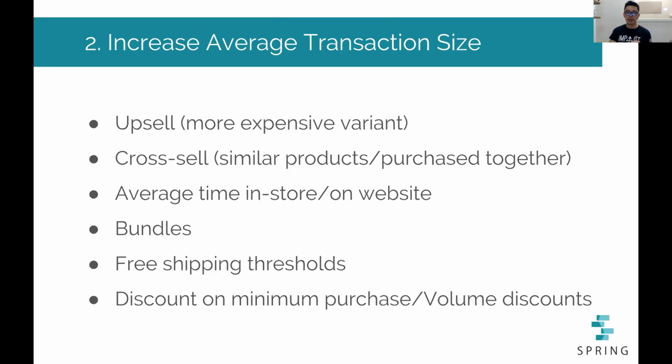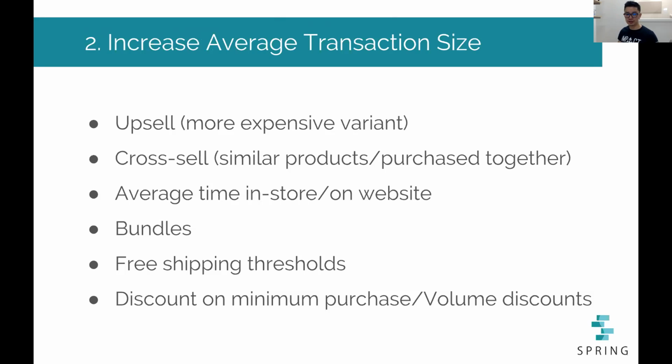Cross-selling is when you are selling similar products that are purchased together. So for example, instead of just selling a bicycle, you might sell a helmet to go along with that, or you might sell a bicycle bottle for drinking water. You might sell lights to attach to it, things like that. Other ideas around increasing average transaction size, thinking about how can you increase the amount of time a customer spends in your retail location or on your website, because it's been shown that the more time a customer spends with you, the more they will purchase from you as well.